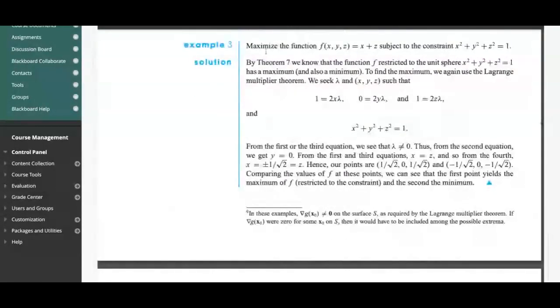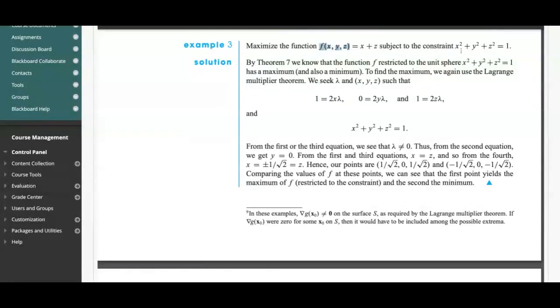Okay, let's see this one. Maximize this function, x plus z, subject to this constraint. So we form a g function, right? G function could be x squared plus y squared plus z squared. Then partial f is 1, 0, 1. So partial g, partial x, 2x. So 1 equals 2x lambda.